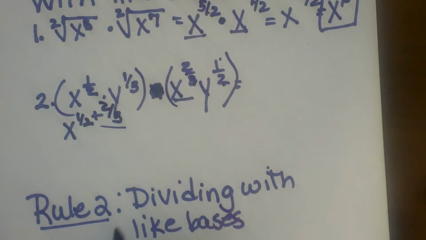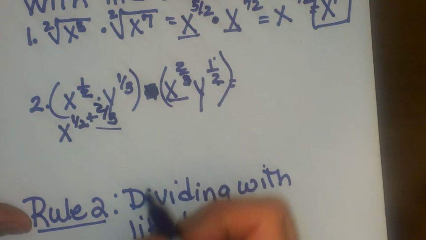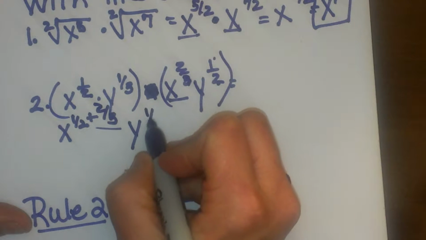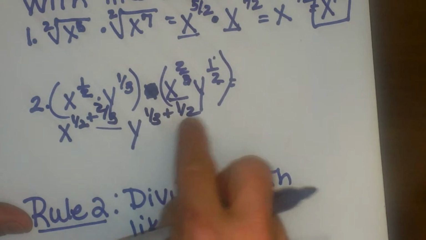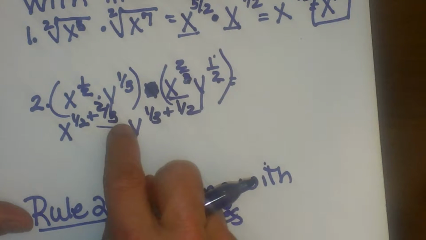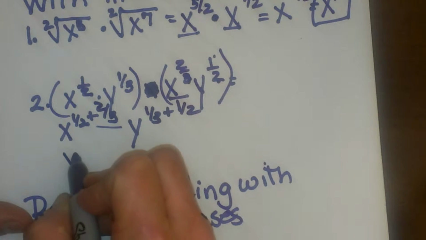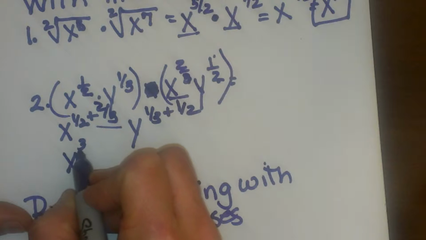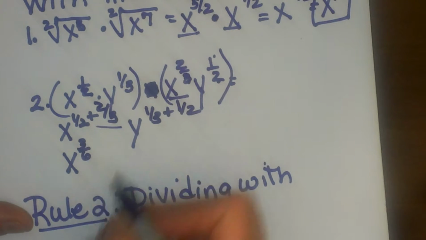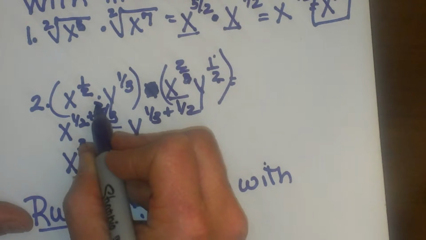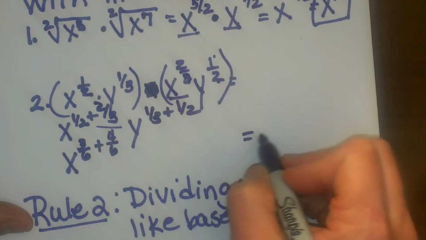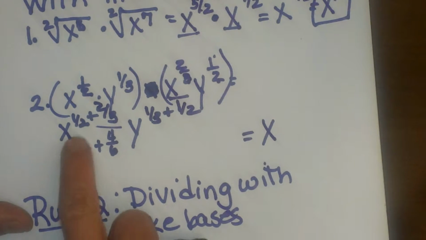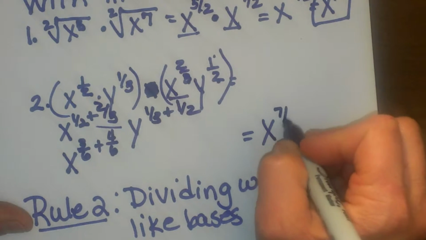So I'm just going to write a little addition problem in the exponents. And then y to the 1/3 plus 1/2. Now notice I have different denominators. So I'm going to have to get a common denominator. So this is going to give me x to the 3/6, because 6 is my denominator, and then plus 4/6. So the final answer for x is going to be x to the 7/6.